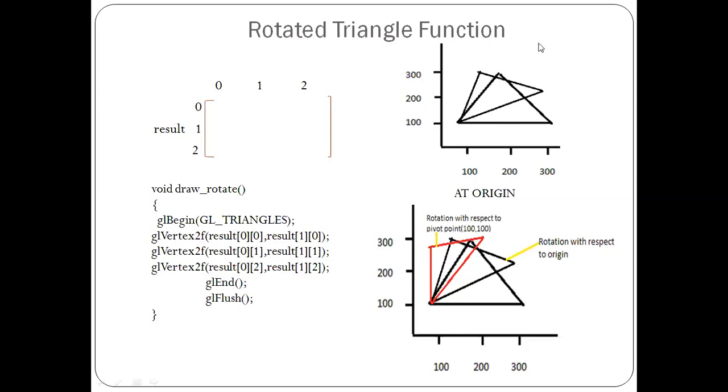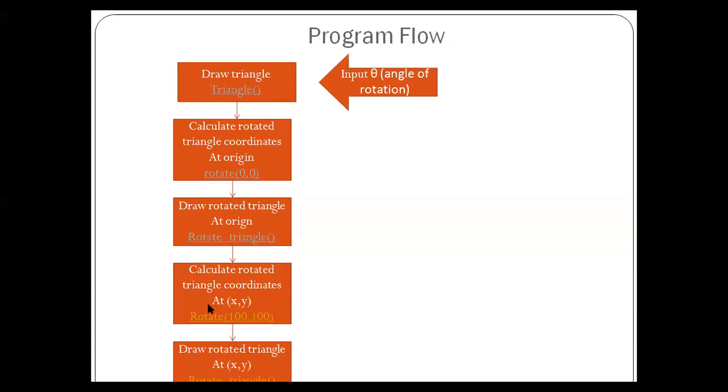Fine. So this is how the rotation from the origin happened. Next I need to calculate what the resultant matrix will be when I rotate it from a fixed point. So next I will calculate the rotated triangle coordinates at x y. That means at a fixed point, I will take the fixed point as 100 comma 100. Now x and y are 100 comma 100.